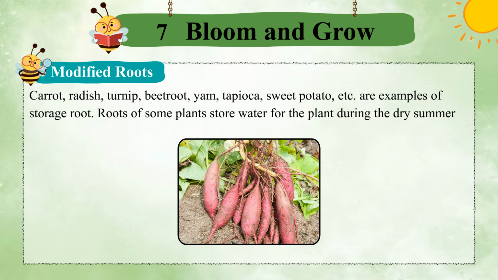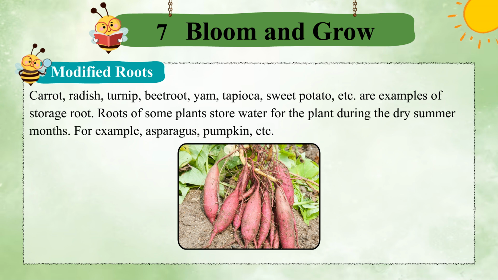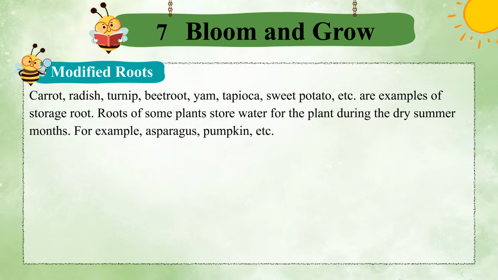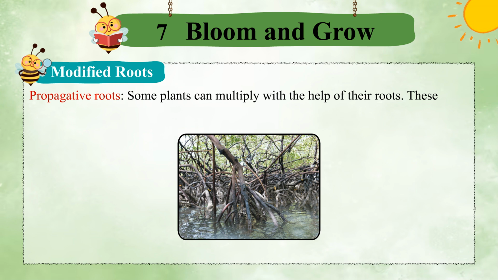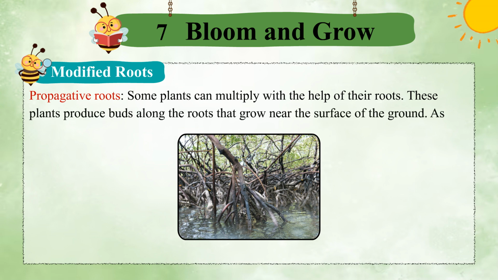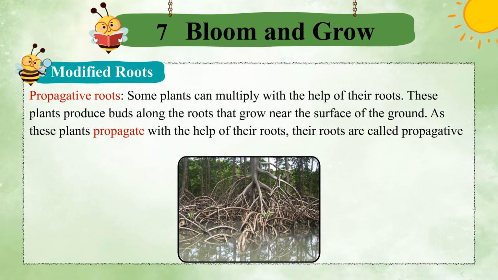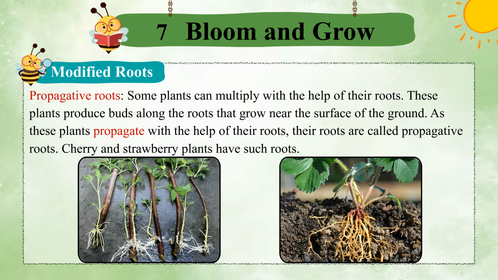Roots of some plants store water for the plant during the dry summer months. For example, asparagus, pumpkin, etc. Propagative roots. Some plants can multiply with the help of their roots. These plants produce buds along the roots that grow near the surface of the ground. As these plants propagate with the help of their roots, they are called propagative roots. Cherry and strawberry plants have such roots.